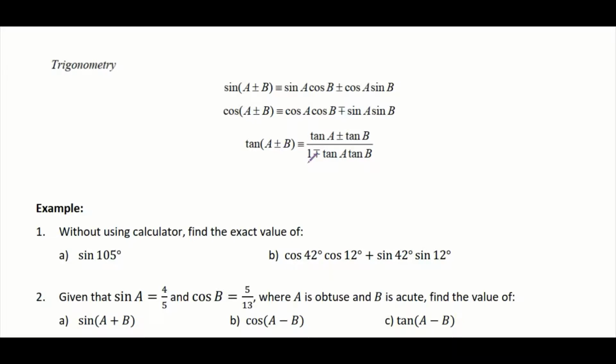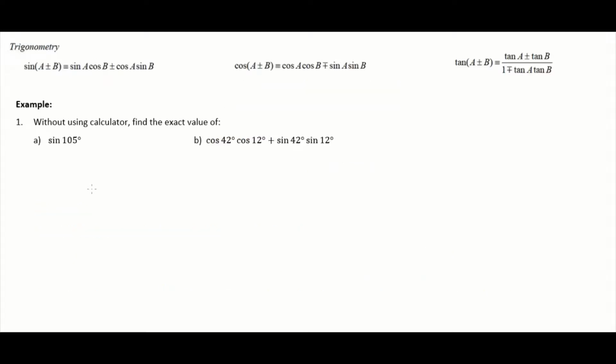Okay, so now let's look at an example. Question 1: without using a calculator, find the exact value of sine 105. So for 105, when you see the words without using calculator, you should be able to relate to special angles. But 105 is not a special angle. So how can we find two values that can make up 105, which are special angles? So sine 105, we can always change it into sine of 45 plus 60. Right? So this is how we can get 105.